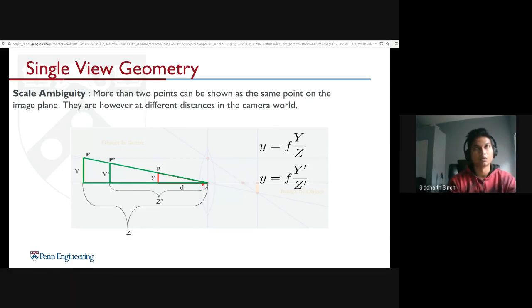Triangle similarity, yeah. By similarity of triangles, both of these equations hold, right? So for a given image of height y, I don't really know if the object is of height y dash lying at z dash, or is it an object of height y lying at a distance of z?